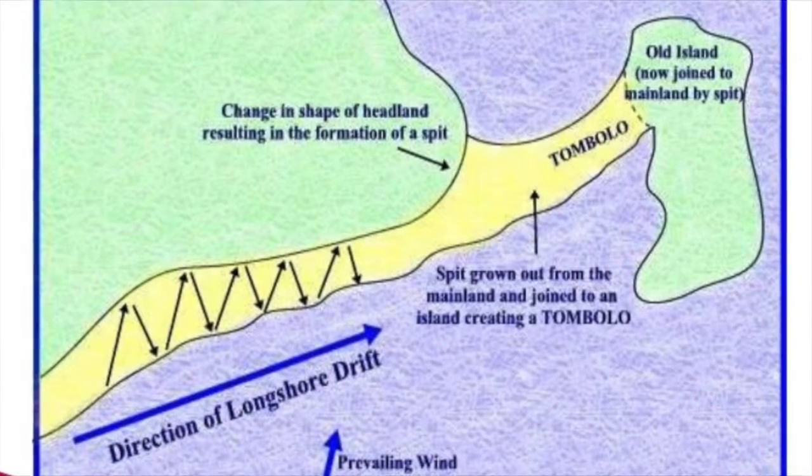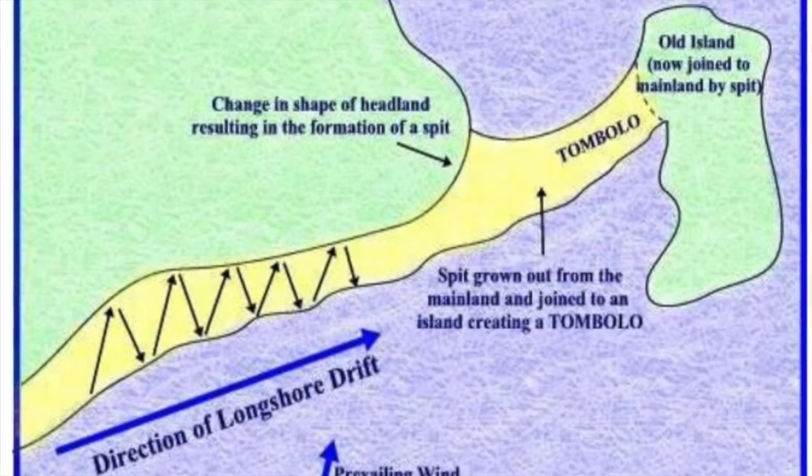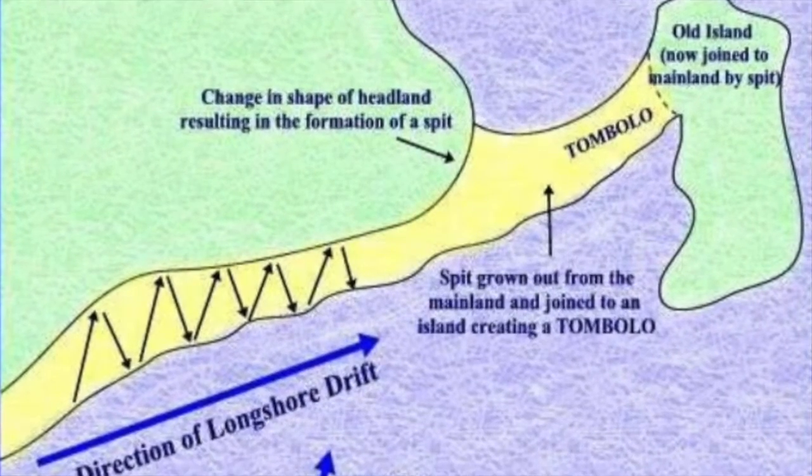Lastly, we have tombolos. A tombolo is a small stretch of sediment that connects a spit to the mainland.